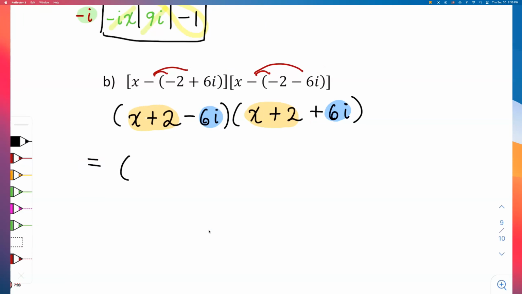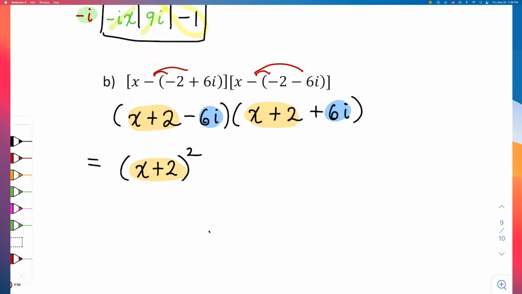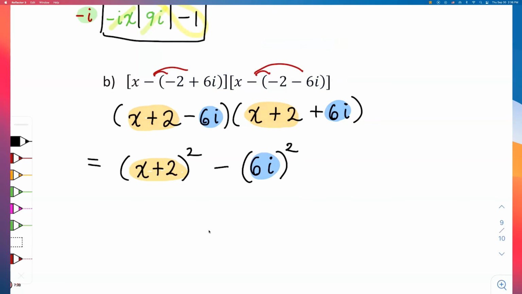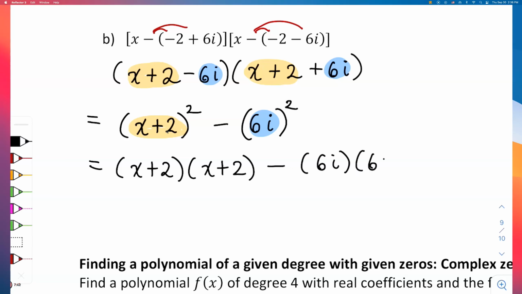So what I need to do is x plus 2 squared. That is a squared, right? And I need to do minus sign, b, 6i squared. That is b squared, right? And all I need to do is simplify this, and that will be it, okay? So the first multiplication is x plus 2 times x plus 2. The next one is 6i times 6i. All right, let me multiply and combine some like terms, okay?